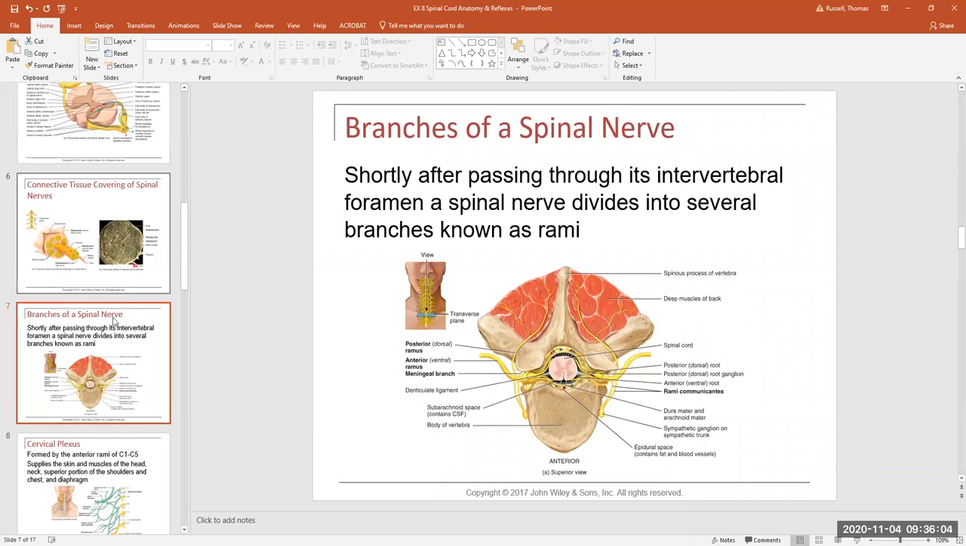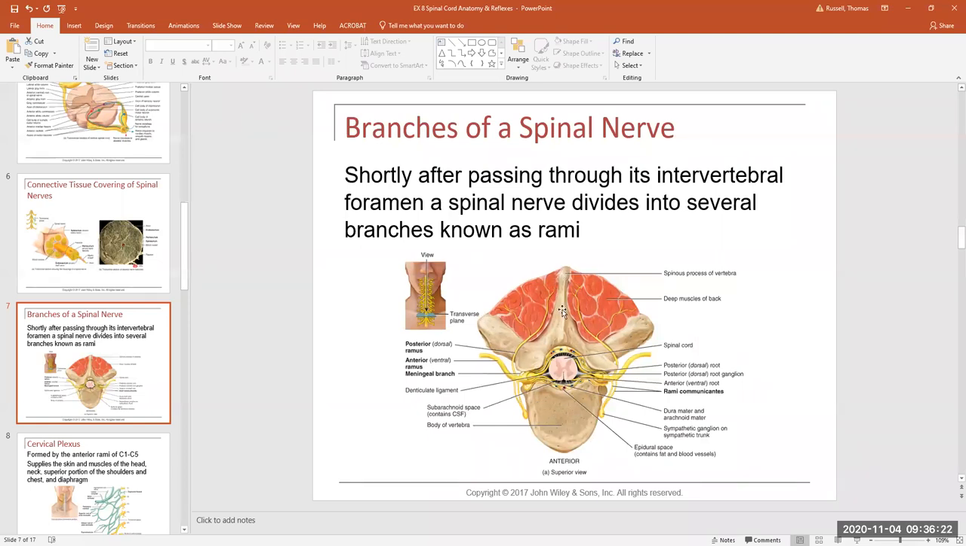All right, let's look at our spinal cord again and identify some of the branches that come off of the spinal cord. So here is a transverse section through our, looks like the area of T1, right? This is a thoracic vertebra right here.